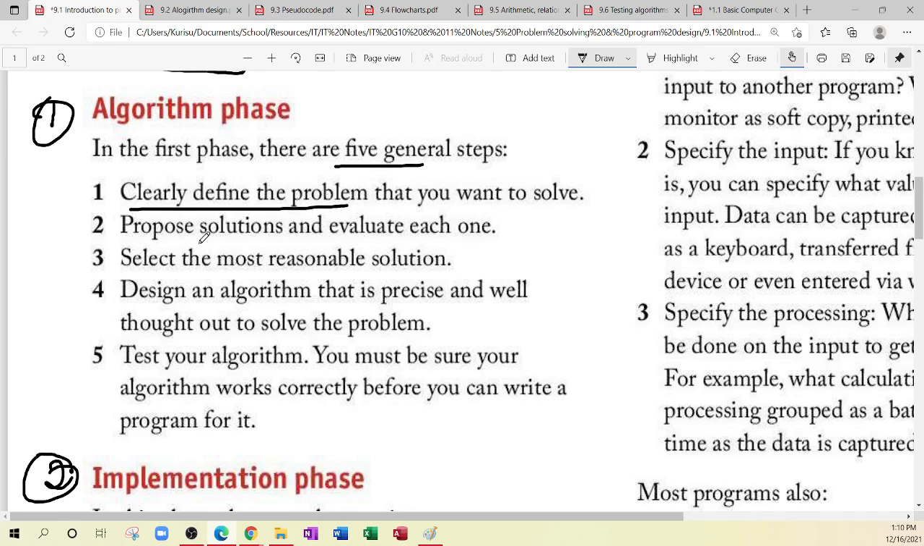Our second step is to propose some solutions. So we're talking about defining a problem that you're hungry. Now, what are some solutions? Can you guys give me some solutions? When you are hungry, what are some solutions that you would come up with?